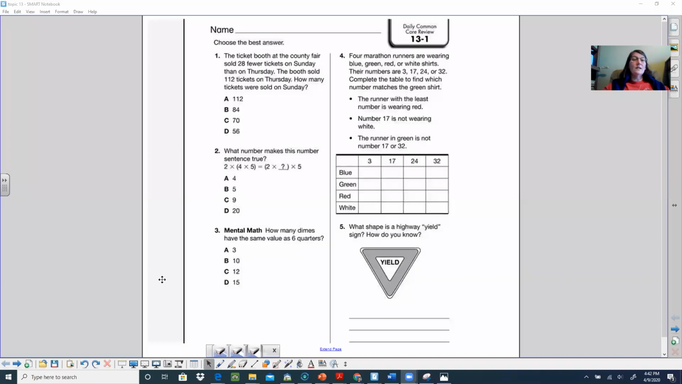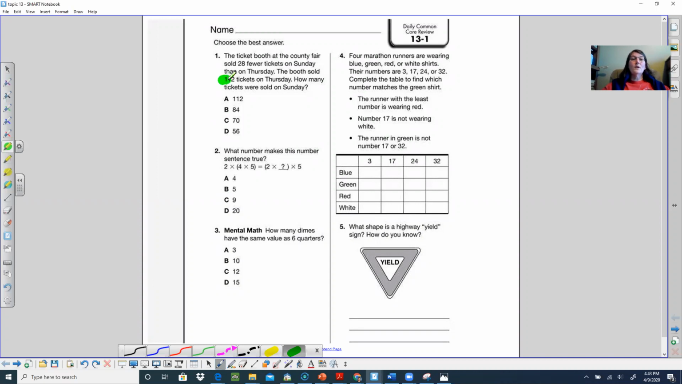Okay, ladies and gentlemen. Our first problem says the ticket booth at the county fair sold 28 fewer tickets on Sunday than on Thursday. The booth sold 112 tickets on Thursday. How many tickets were sold on Sunday? The first thing we want to do is identify the numbers in our problem. So we have 112 and we have 28. It is telling us that they sold less on Sunday than on Thursday.